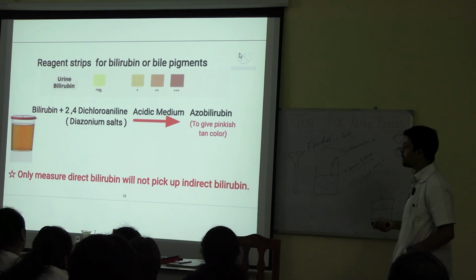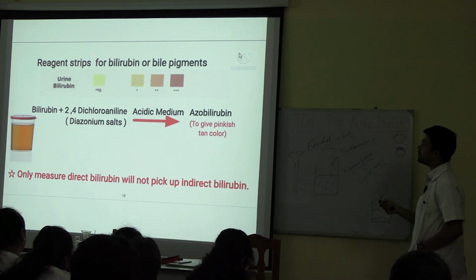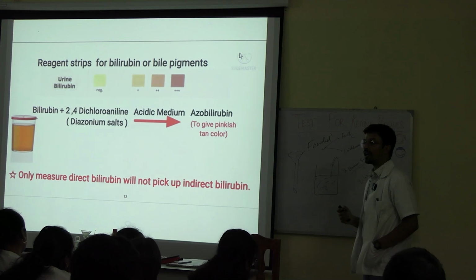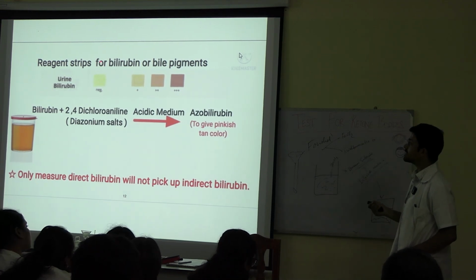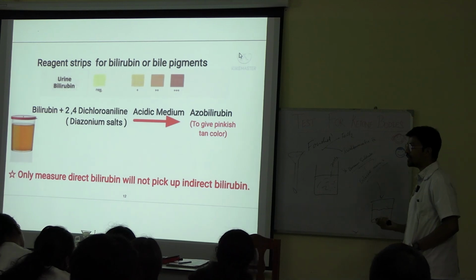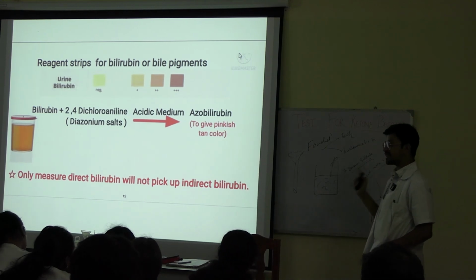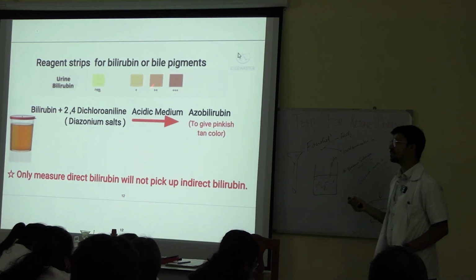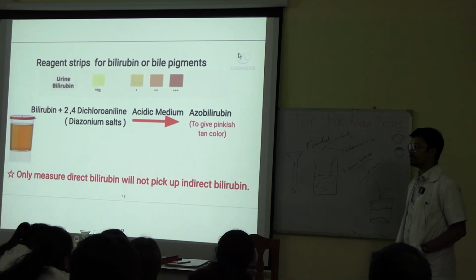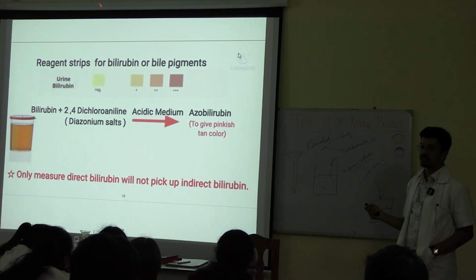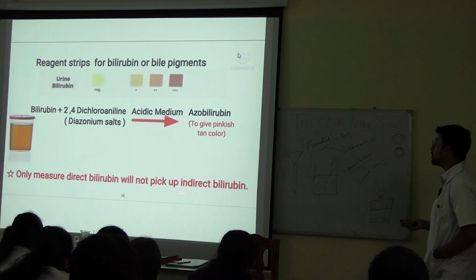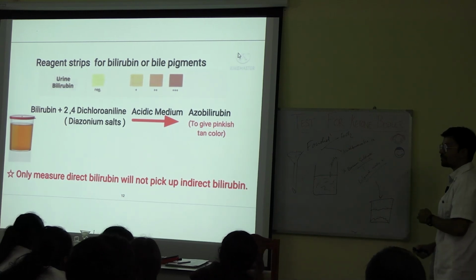Okay, fine. Now with this test, the drawback is you can only estimate the direct bilirubin. You cannot estimate the indirect bilirubin. Once this bilirubin is conjugated, you know where it is getting conjugated? In the liver. Once it gets conjugated, then only you can estimate this bilirubin. Before that, this test cannot estimate the bilirubin. So that is a drawback of this test. It's written over here: only measures the direct bilirubin, will not pick up the indirect bilirubin.